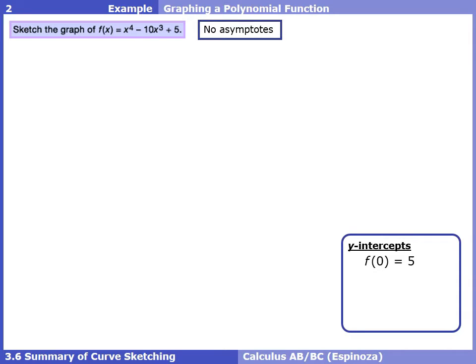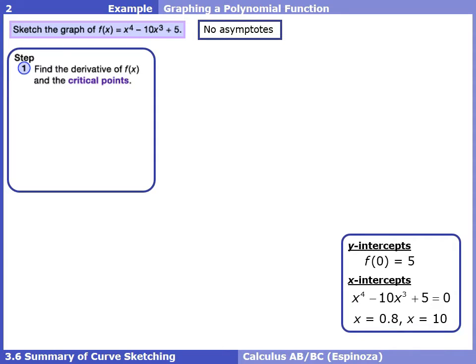Y-intercepts happen when we plug in 0 for x. So f of 0 is 5. So we have one y-intercept at 5. To find the x-intercepts, we need to set our equation equal to 0, because at an x-intercept, our y value is 0. Here we can't solve this by hand. You'd have to use your TI-89 to solve it for you. So I'm going to put up those two x-intercepts, one at 0.8 and one at x equals 10. Okay, now let's jump into what we did in 3.3 and 3.4.